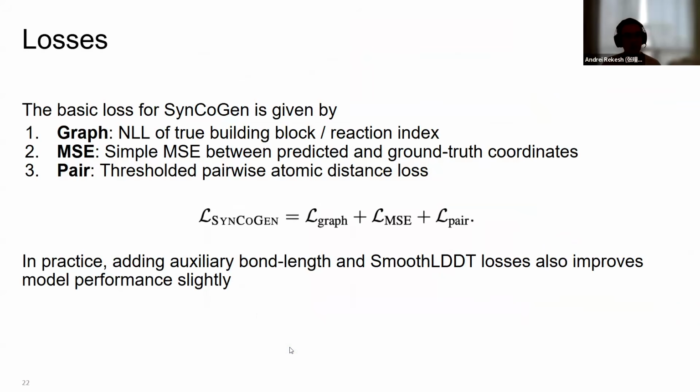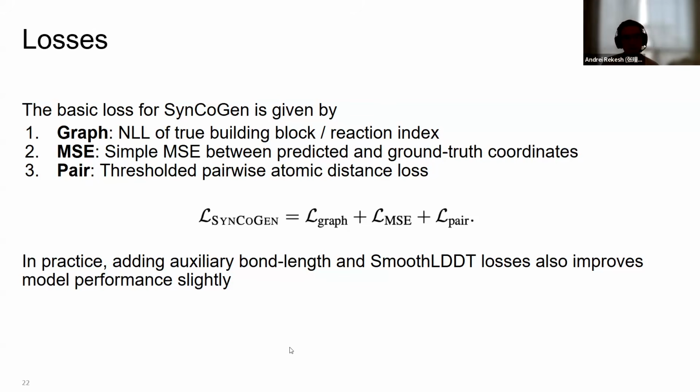Moving forward, the losses are pretty straightforward. For graphs, we just take the negative log likelihood for the true building block or reaction index, and we calculate that on the logits outputted by the model. This is pretty straightforward, and it is actually the same as the continuous diffusion loss for discrete diffusion, as shown by the simple and effective masked diffusion paper. For coordinates, it's simple mean squared error between predicted and ground truth coordinates. All of these are time weighted, by the way.